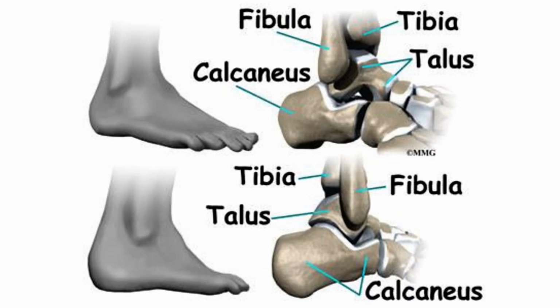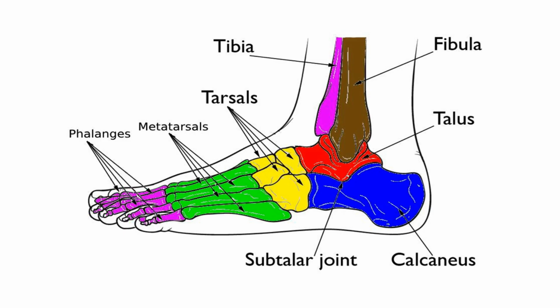The images show both a side and a back view, highlighting how these bones articulate to form the ankle joint and support the foot. This diagram provides a more detailed look at the bones of the foot and ankle. In addition to the tibia, fibula, talus, and calcaneus, you can see the tarsal bones, metatarsals, and phalanges. The subtalar joint, which is located between the talus and calcaneus, is also labeled. This joint is important for movements such as inversion and eversion of the foot.